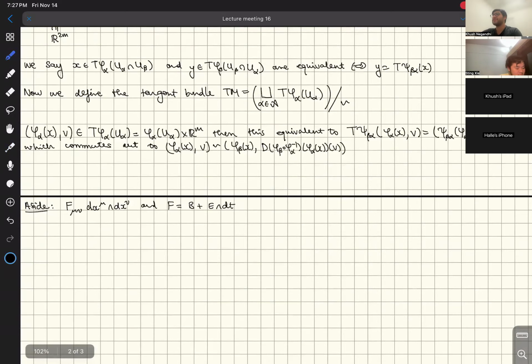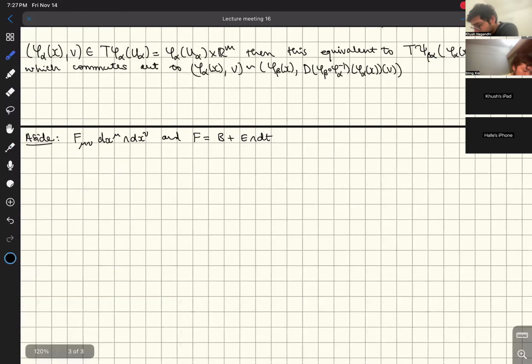And if you want the full treatment of the subject without any steps skipped, please look at the principal bundle book that I said in the beginning. But the properties are as follows.